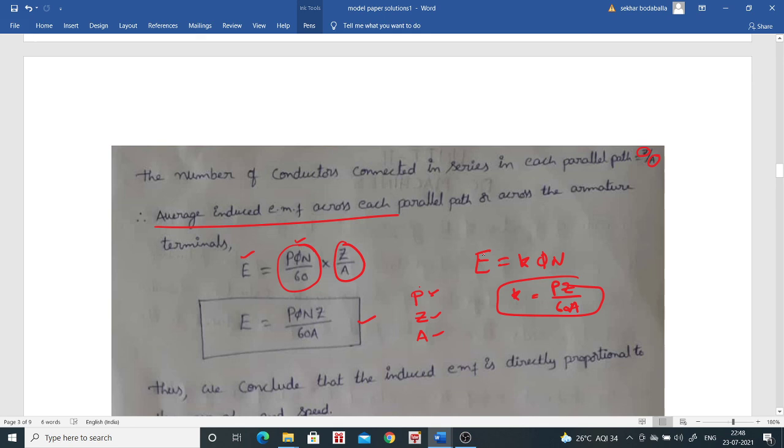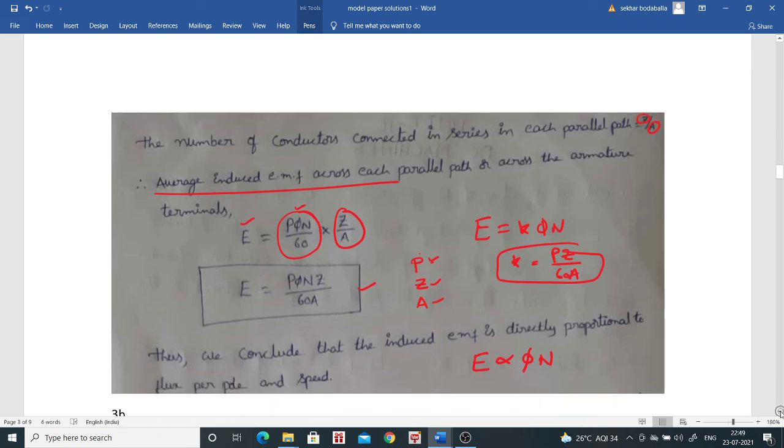So what you can observe is the induced EMF in the DC generator is directly proportional to flux phi and the speed at which the armature is rotating. So thus we can conclude that the induced EMF is directly proportional to speed N and flux per pole, that is phi. So I would like to stop here for today.